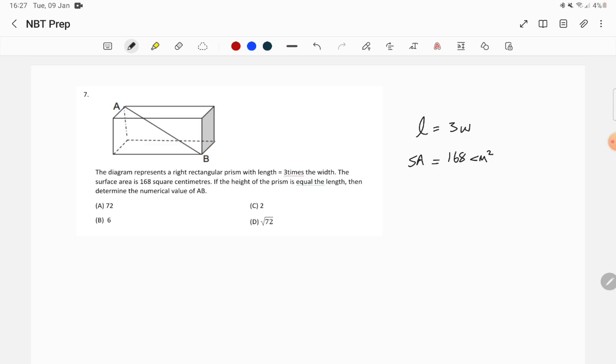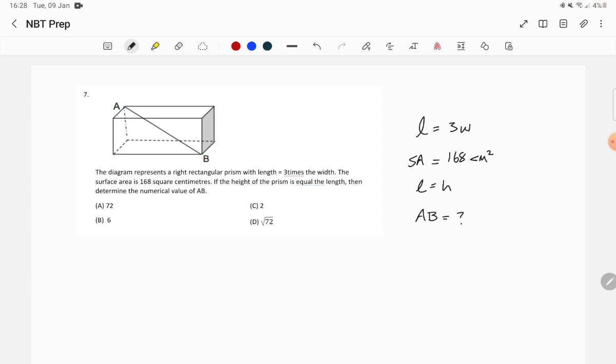If the height of the prism is equal to the length, so now we also have length equals height, then determine the numerical value of the distance AB. So we need AB.